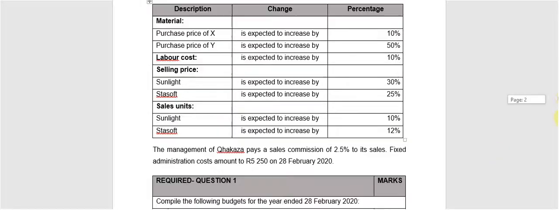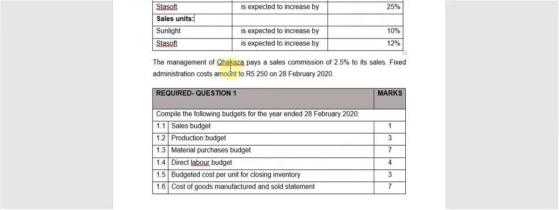In the last sentence, they have given you some information regarding elements to be applied in your projected income statement. So sales commission is 2.5% of sales. And please note that they say pay. The business pays sales commission, because sales commission may also be earned. So we just need to read, in the instance of it being paid, it will of course be an other expense. Then fixed administration costs amounted to 5,250 Rand as on 28 February 2020. Then they've given you a list of budgets to compile.